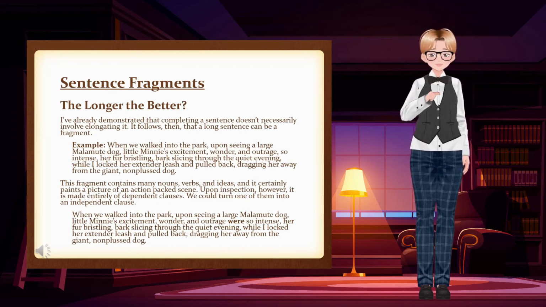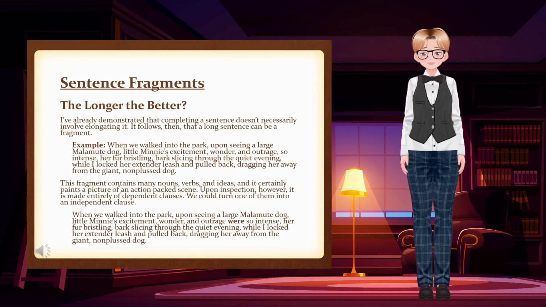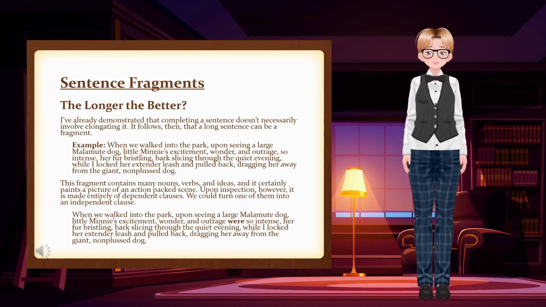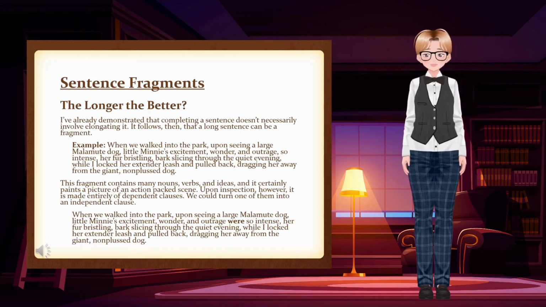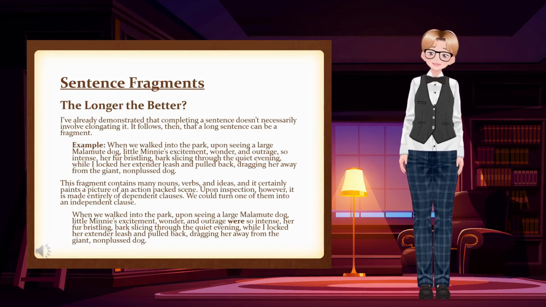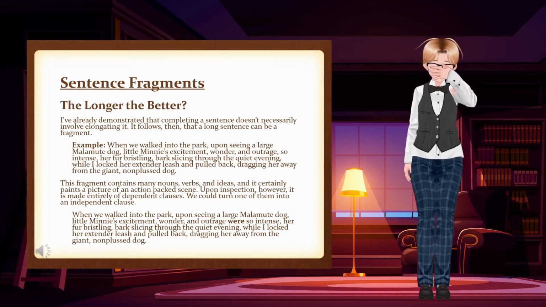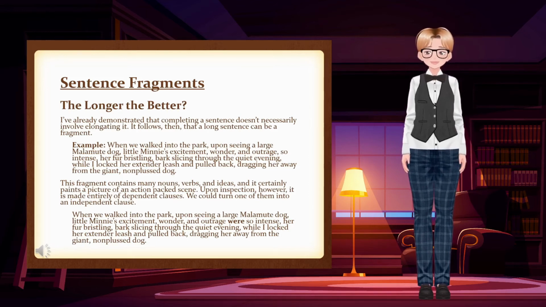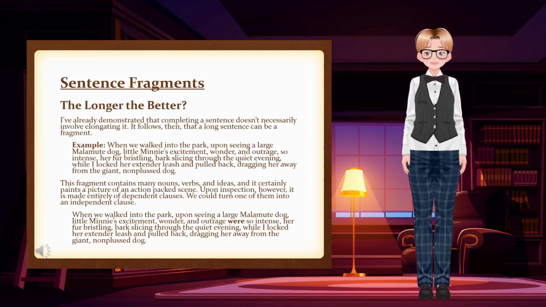For example, when we walked into the park, upon seeing a large Malamute dog, little Minnie's excitement, wonder, and outrage, so intense, her fur bristling, bark slicing through the quiet evening, while I locked her extender leash and pulled back, dragging her away from the giant, nonplussed dog. This fragment contains many nouns, verbs, and ideas, and it certainly paints a picture of an action-packed scene. Upon inspection, however, it is made up entirely of dependent clauses.